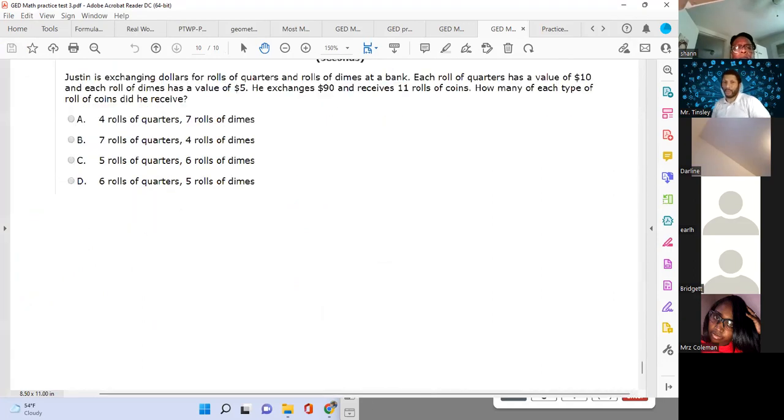Okay, let's look at this problem here. It says Justin is exchanging dollars for rolls of quarters and rolls of dimes at a bank. Each roll of quarters has a value of $10 and each roll of dimes has a value of $5. He exchanges $90 and receives 11 rolls of coins. How many of each type of roll of coins did he receive?